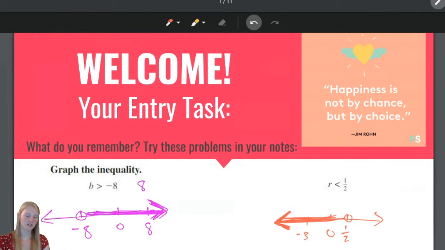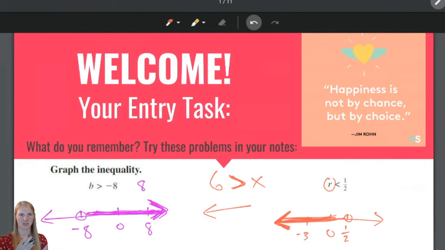Now you'll notice that in these two examples, the arrow pointed the same way as the inequality. That will happen if your variable is on the left side of the inequality: the arrow will point in the same direction as the inequality symbol.